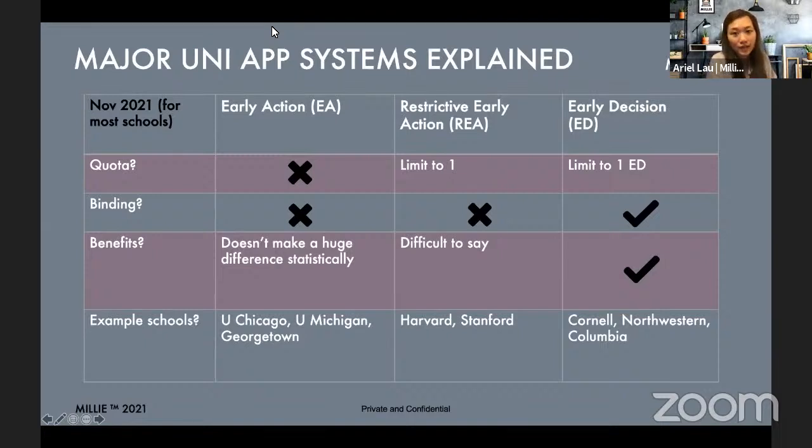In terms of restrictive early action, the nature is very much the same as early action, but the restrictive part comes in the quota part. If you apply to a restrictive early action school, you are not allowed to apply to any other schools under the early scheme anymore. Remember I said for early action, you can do a couple of schools at the same time, right? However, in the restrictive early action scheme, your quota is only limited to 1. For example, if I decide to apply to Harvard early through the REA scheme, I cannot apply to U Chicago early action at the same time. I'm just stuck with Harvard.